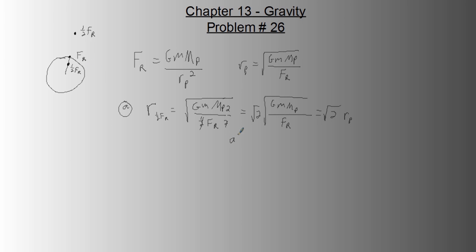Now it wants to know the altitude. So altitude is just the distance above the surface. So what's this distance? It's the total distance out from the center minus the radius of the planet. So that's going to be root 2 RP, the total distance from the center, minus RP, so it's just going to be RP times root 2 minus 1, which we could make a decimal if we wanted, but I'll just leave it like that.